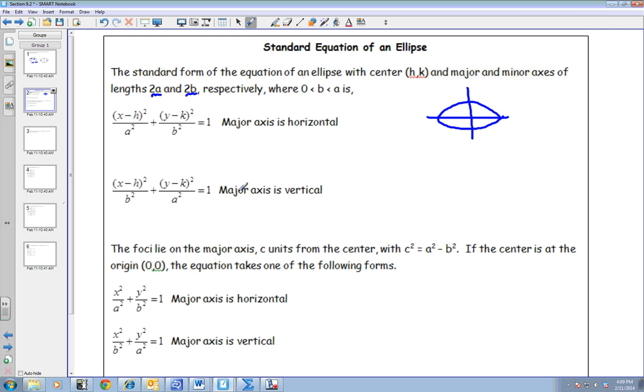Now, when the major axis is vertical, it's going to look something like that, assuming my center is at (0, 0). You see that everything stays the same except for my a and my b. My a is always my largest number, so that always goes under whatever axis is the major axis. So if my x-axis is the major axis, my largest number will be on the bottom of the x term. If my vertical axis, or y-axis, is the major axis, my a will always be underneath my y values. I'll show you what that looks like.